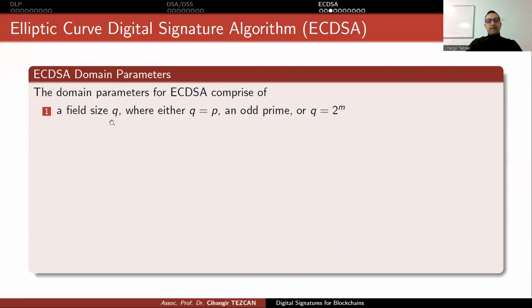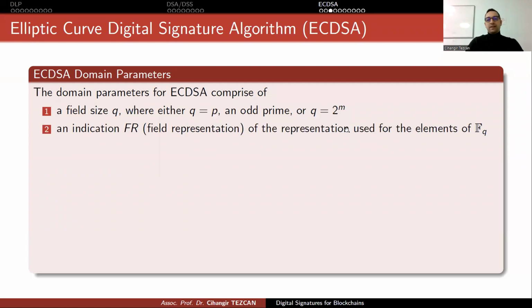First, you choose the field size, q. Again, q can be either a prime number or a power of 2. This is what we use in practice. It can also be a power of 3, which is also prime, but again, this is not what we use in standards. Then there is an indication of the field representation used for the elements of F_q. Since this is a field, you have to decide how you represent the elements, right? This is why you should indicate it with FR.